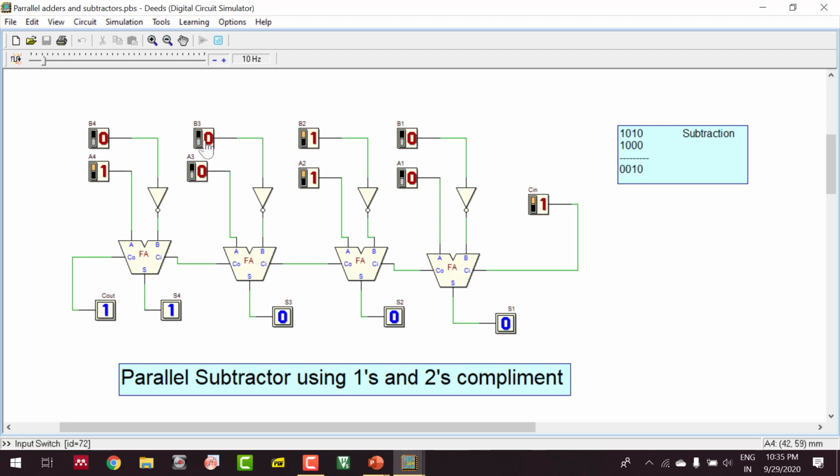Let's make it 10 minus 7, that will be 3. You can see here 011. You have to ignore this carry. Let's make it 10 minus 3. You are going to get 7.